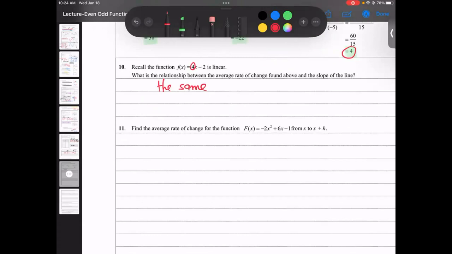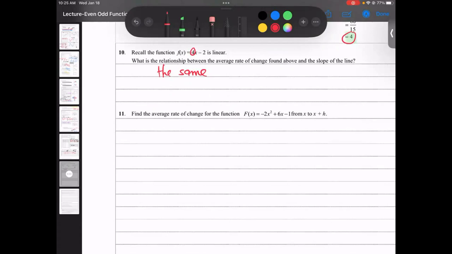Find the average rate of change for the function f of x equals negative 2x squared plus 6x minus 1 from x to x plus h. So I know f of x is negative 2x squared plus 6x minus 1. I want to know what is f of x plus h. What do you do? You replace x with x plus h, right? So negative 2 times something squared, plus 6 times something, minus 1. The something is x plus h.